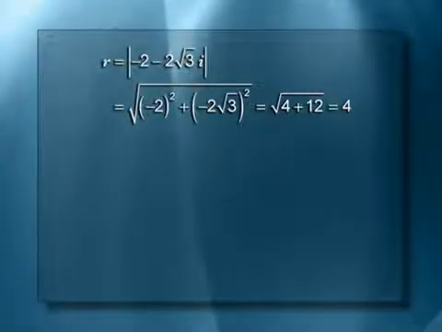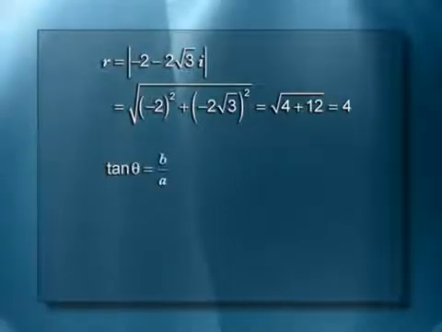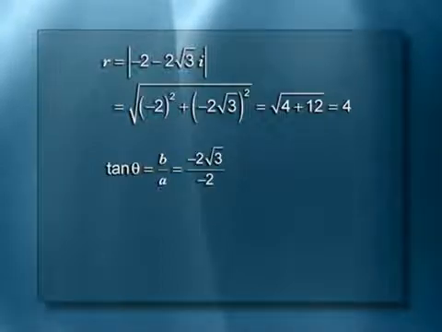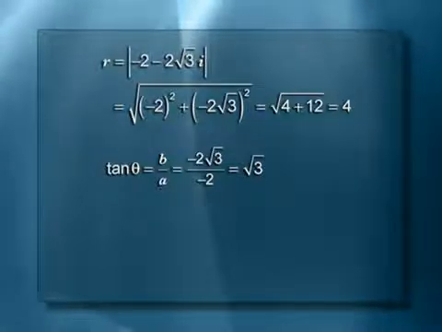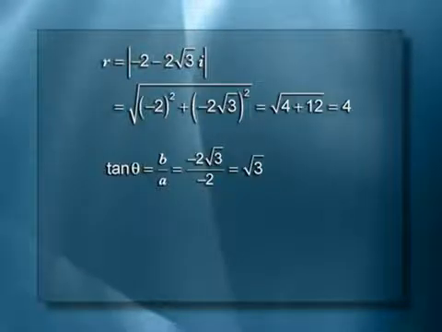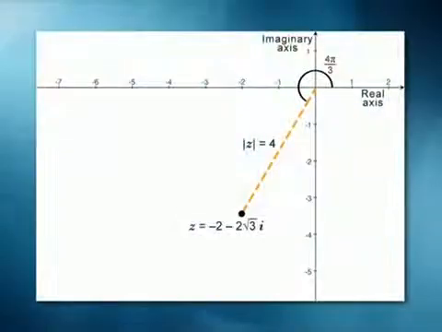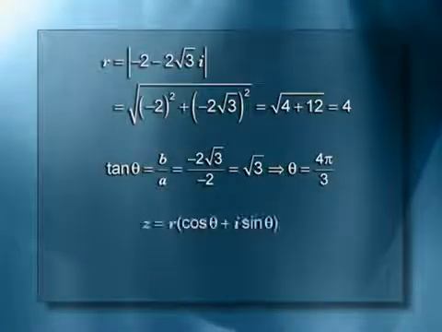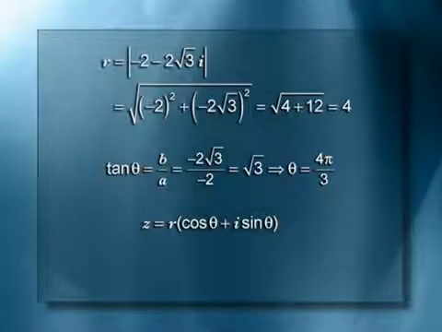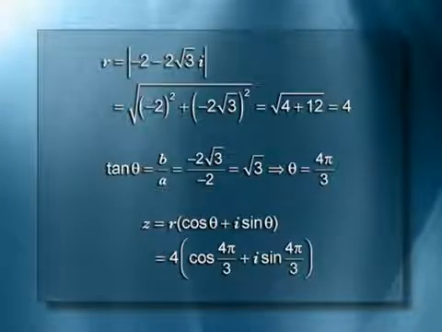Now, what about the angle? Well, remember, tangent theta is b over a. So that's minus 2 root 3 divided by minus 2, which is the square root of 3. Can you find an angle theta whose tangent is the square root of 3, but it also has to be in the third quadrant? So the angle would be, in radians, 4 pi over 3. And finally, our trigonometric form is r times cosine theta plus i sine theta: 4 times cosine 4 pi over 3 plus i sine 4 pi over 3.